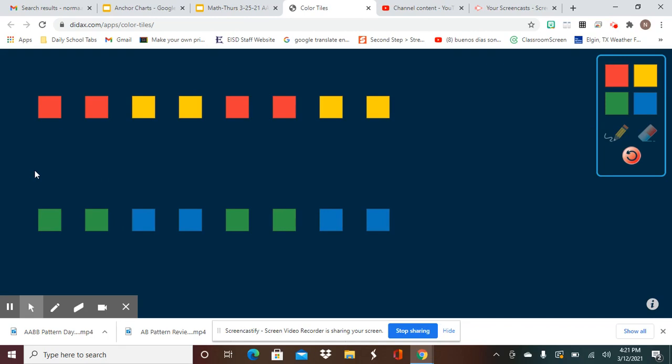Let's read this AABB pattern together. Green, green, blue, blue, green, green, blue, blue. Good job. All right, let's go over your homework now.